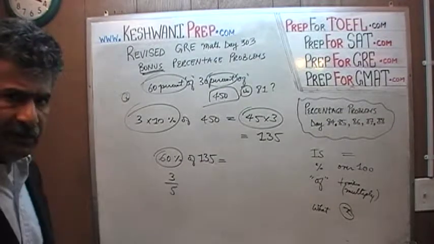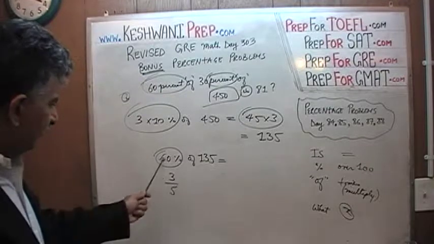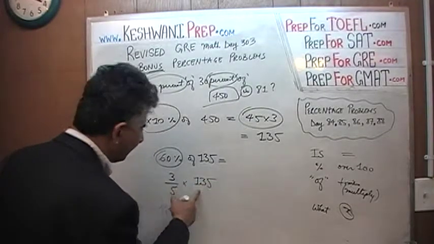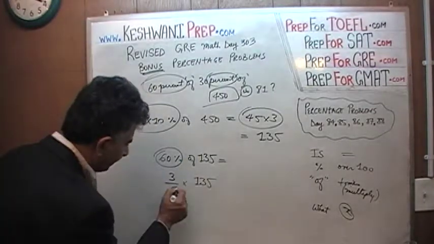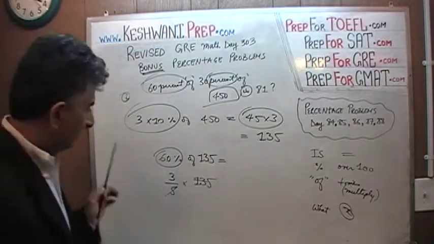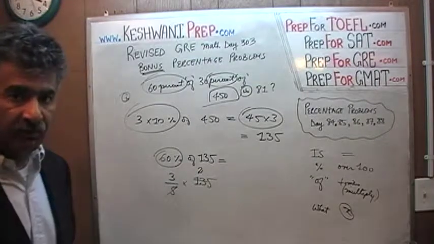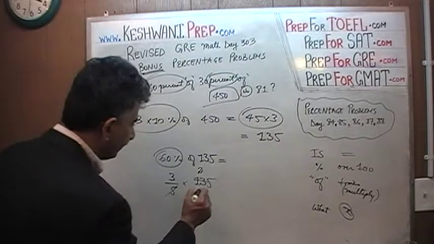So 20% means 1/5, therefore 60% is 3/5. 3/5 of 135 is what we're looking for, and that amount better come out to be the same as this one. Let's find out. Divide top and bottom by 5, so how many 5s in a 13? 13 has 2 5s. The remaining 3 goes and joins the 5, it becomes 35. How many 5s in a 35? 35 has 7 5s.